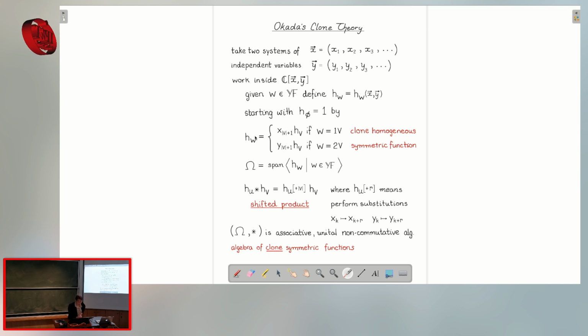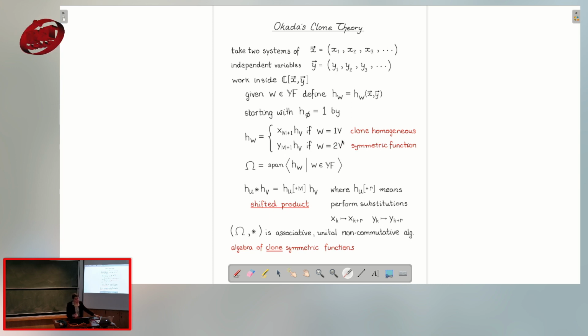So for instance, if w can be written as v with a prefix of 1, then the corresponding h will be h of v times an x, but the index is the rank of v plus 1. So the indices are increasing as you move off to the left, and the same with a prefix of 2.